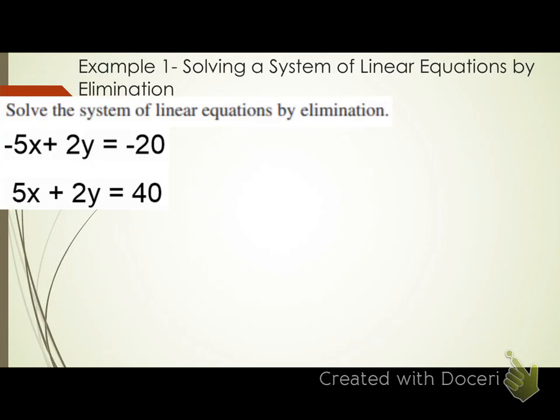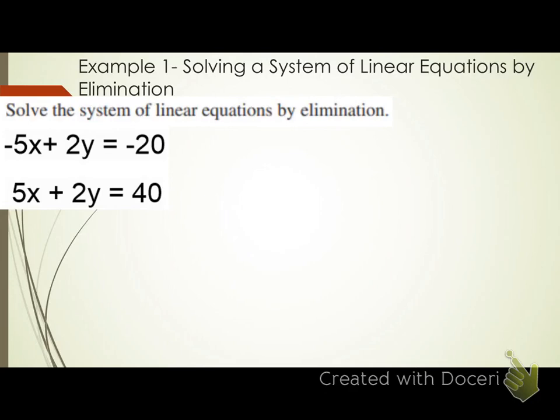Example 1. Our system is negative 5x plus 2y equals negative 20. Second equation, 5x plus 2y equals 40. Solve the system of linear equations by elimination. Okay, so let's take this step by step with all the steps that we just wrote down.